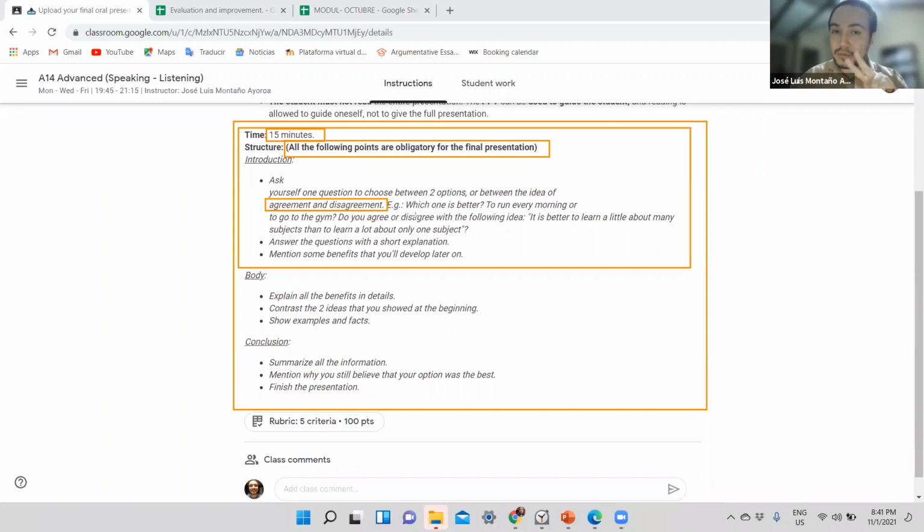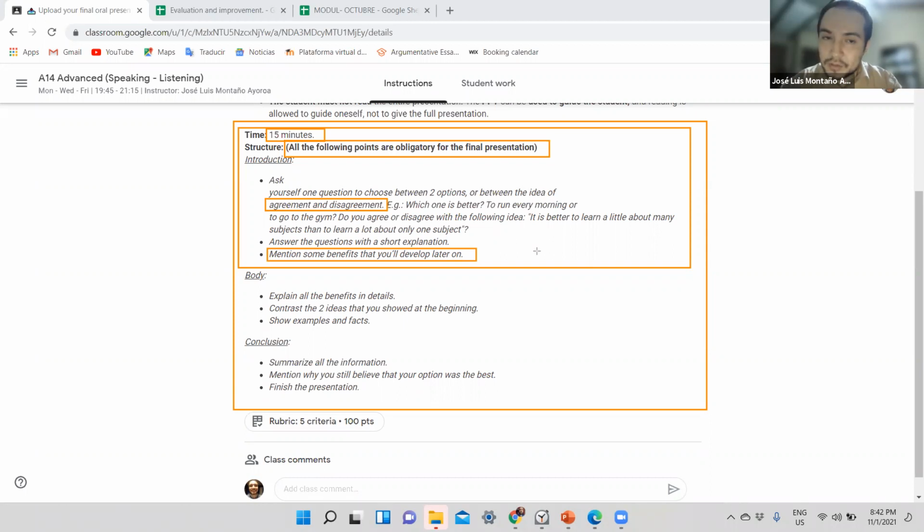And these are two examples. Which one is better, this or that? Or you have to ask yourself, do you agree or disagree with the following idea, right? It's better to do this than that. And you need to tell me, right? Yes, I agree with this, or I disagree with that idea. That's obligatory. The next step that is obligatory, answer the questions with a short explanation, right? So give me a short explanation in the introduction. And finally, you have to mention some benefits that you'll develop later on. Okay, now this is obligatory.